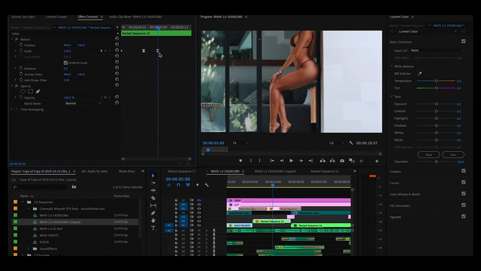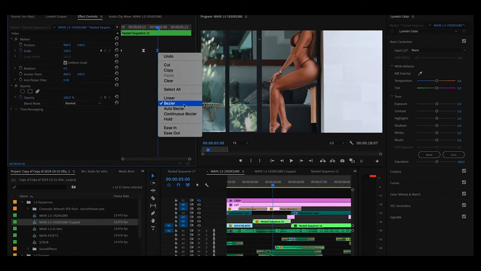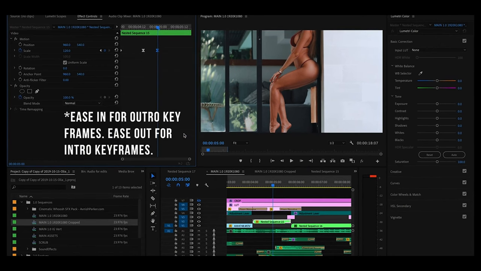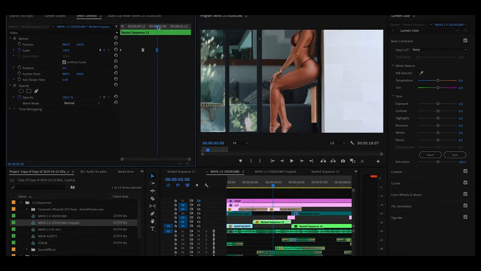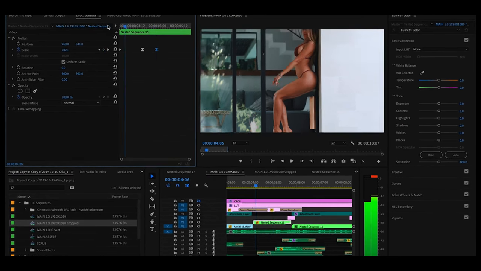For these keyframes, I always like to do a bezier and then ease out, because that creates a creamier flow a little bit. Depends on the shot, depends on what you're trying to achieve, but a lot of times that will work.